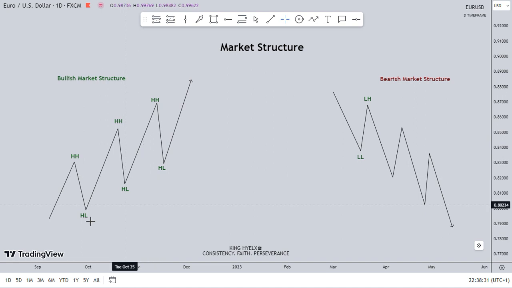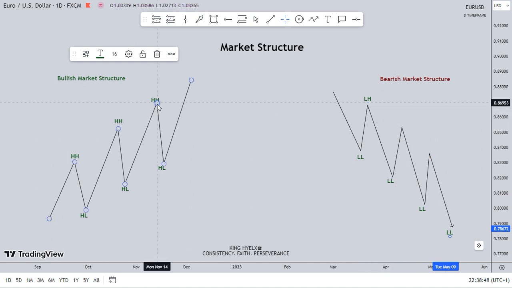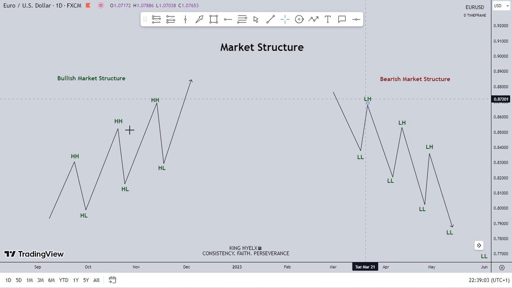So in this case, remember, we keep forming higher lows because the lows don't break previous lows, while in this case the lows keep breaking each other. So we keep forming lower lows. In a bullish market structure, the highs are higher than the previous highs, while in this case the high fails to close above the previous high. That's why we have a lower high. So bullish market structure is characterized by higher highs and higher lows. Bearish market structure is characterized by lower highs and lower lows.